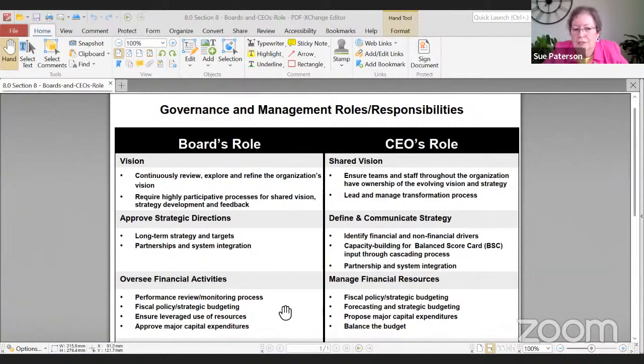The board's role for overseeing financial activities includes performance review, monitoring the process, fiscal policy, strategic budgeting, ensuring leveraged use of resources, and approving major capital expenditures. The CEO's role is to manage the financial resources, and that is fiscal policy and strategic budgeting, forecasting and strategic budgeting, propose major capital expenditures, and to balance the budget. So that's just a little brief learning session. Does anyone have any questions or comments? It just sort of defines the roles of what we do as a board and what the CEO does.